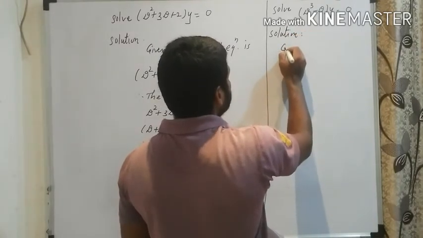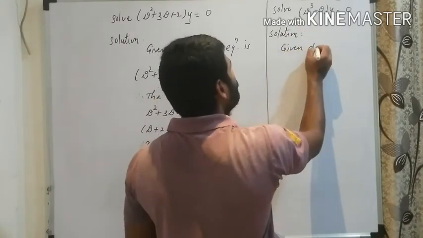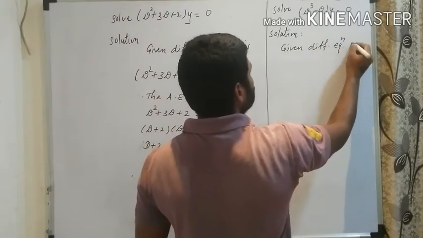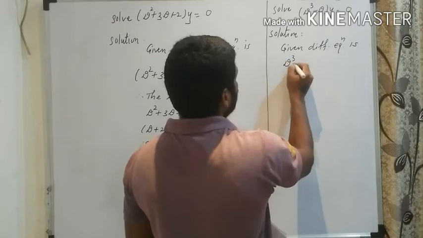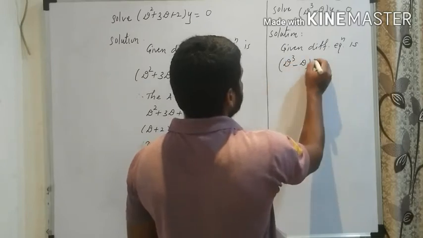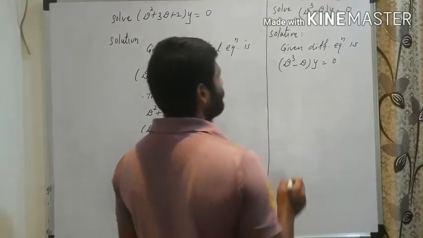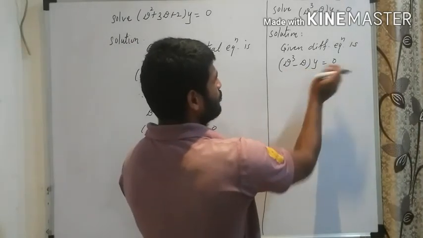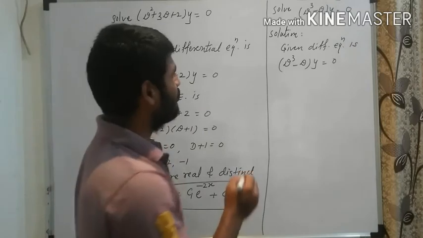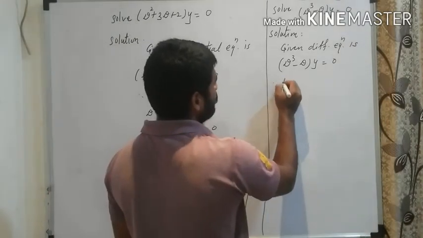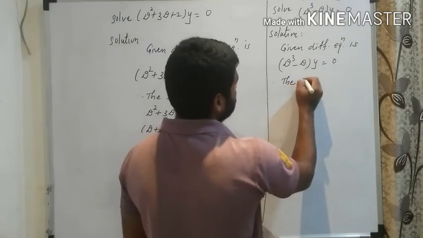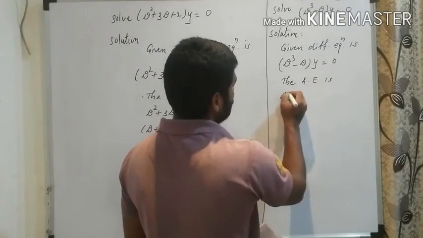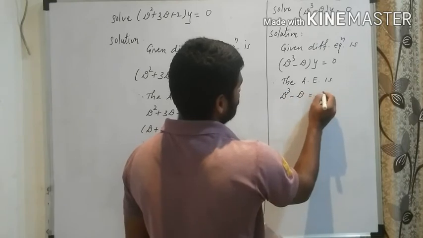The given differential equation is (d cube minus d) into y is equal to 0. So this is in the form f of d into y is equal to 0. So we have to directly write the auxiliary equation. So therefore the auxiliary equation is d cube minus d equal to 0.